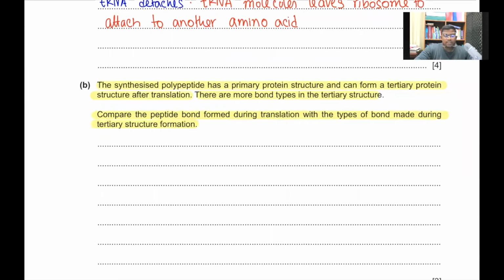Peptide bond and disulfide bonds are covalent bonds. In tertiary structure, bonds occur between the R groups of different amino acids. Tertiary structure has hydrogen, ionic bonds, hydrophobic interactions versus covalent bond, which is the peptide bond in the primary structure. Peptide bond is more stable than tertiary structure bonds. Peptide bond is between the carboxylic acid and amino group of adjacent amino acids.